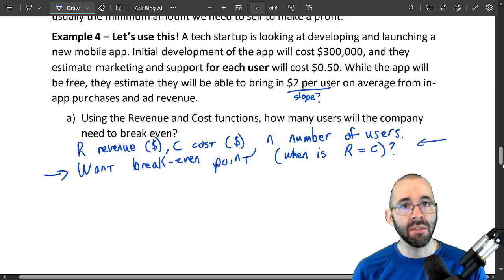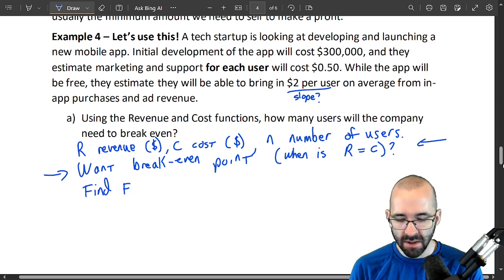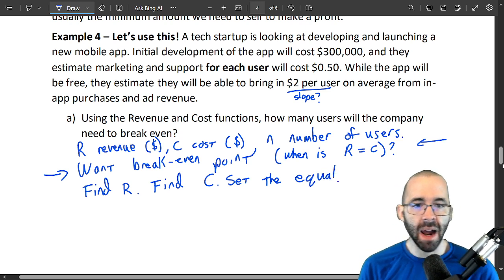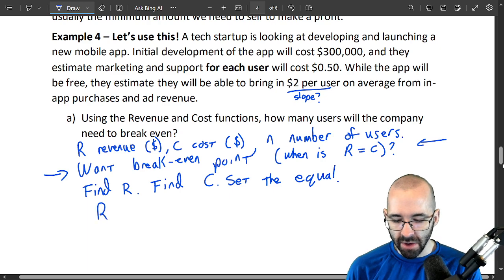So to do that, we need to find revenue. This is our pathway to get there. We need to find the revenue. We need to find C. Set them equal. That's how we solve this problem. That's our pathway. So let's try to model the revenue.